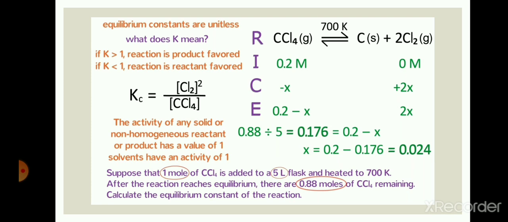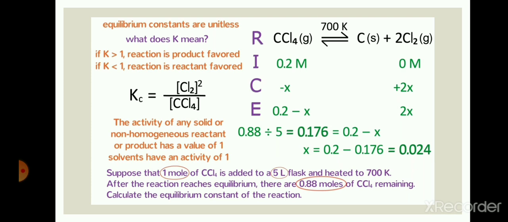The question tells us that we are starting out with an initial amount of 1 mole of carbon tetrachloride in a 5-liter flask. So we can calculate its initial molarity using the equation M equals n over V, which is 1 mole divided by 5 liters, or 0.2 molar. So we put the 0.2 directly under the CCl4. We can ignore carbon because it is a solid, and there is initially no chlorine gas, so we put a 0 underneath Cl2.